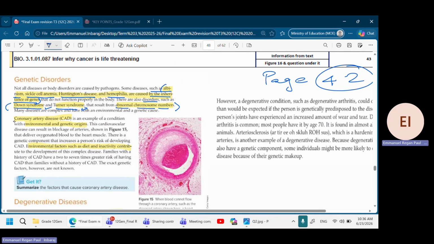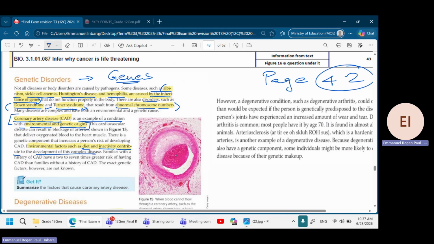Then there is another disease called CAD, coronary artery disease. This is important. Mostly this will be the question that is coming. This is an example of a condition with environmental and genetic origins. The other diseases are caused only by genes, but coronary artery disease is an example of genes and environment. So what are the environmental factors? Diet and inactivity contribute to the development of this disease.